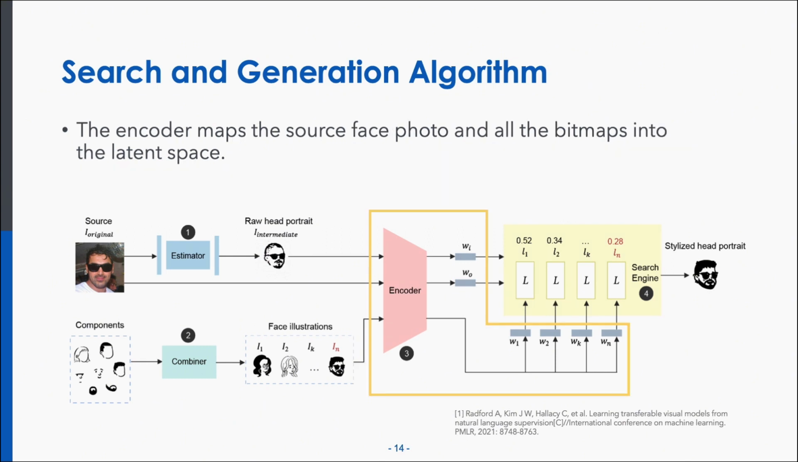The encoder encodes the source face photo I original, the raw portrait bitmap I intermediate, and face illustration bitmap into the same latent space for subsequent search. Specifically, we utilized the pre-trained image encoder of contrastive language image pre-training, CLIP, to encode the images to latent codes and use the pre-trained image embedding space of CLIP as the latent space.